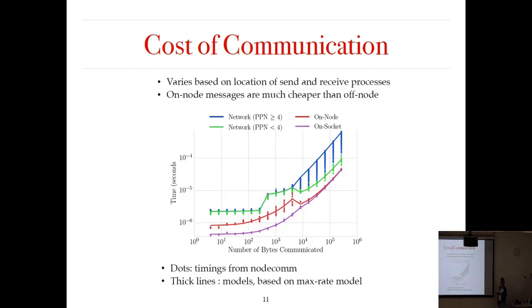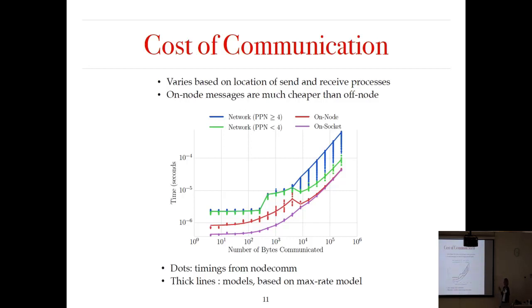It's based on the max rate model that takes injection limits into account. And so if you're sending with less than 4 processes per node, you don't hit your injection bandwidth limit. But if you send with more than 4 processes per node on Blue Waters, you do. And so there's a distinction there.